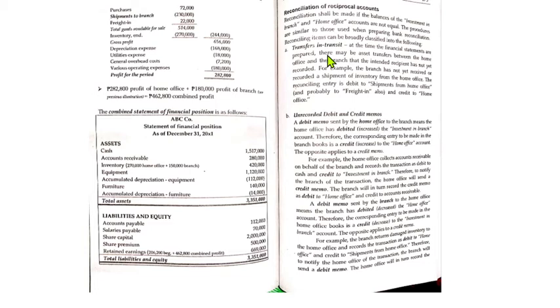So, paano nangyayari na hindi balance yung investment in branch at saka home office accounts? 1. Transfers in transit. So, pwede kasi na nag-transfer si home office or baliktad, si branch nag-remit, ganyan, pero hindi pa niya nare-record ng home office. So, it is just proper for you to reconcile those transactions. For example naman, ang recorded debit and credit memo. So, ano mga example niyan? The home office collects accounts receivable on behalf of the branch. Tapos ni-record na yon as a debit to cash and credit to investment in branch. Pero kay branch, hindi niya pa nare-recognize yan.